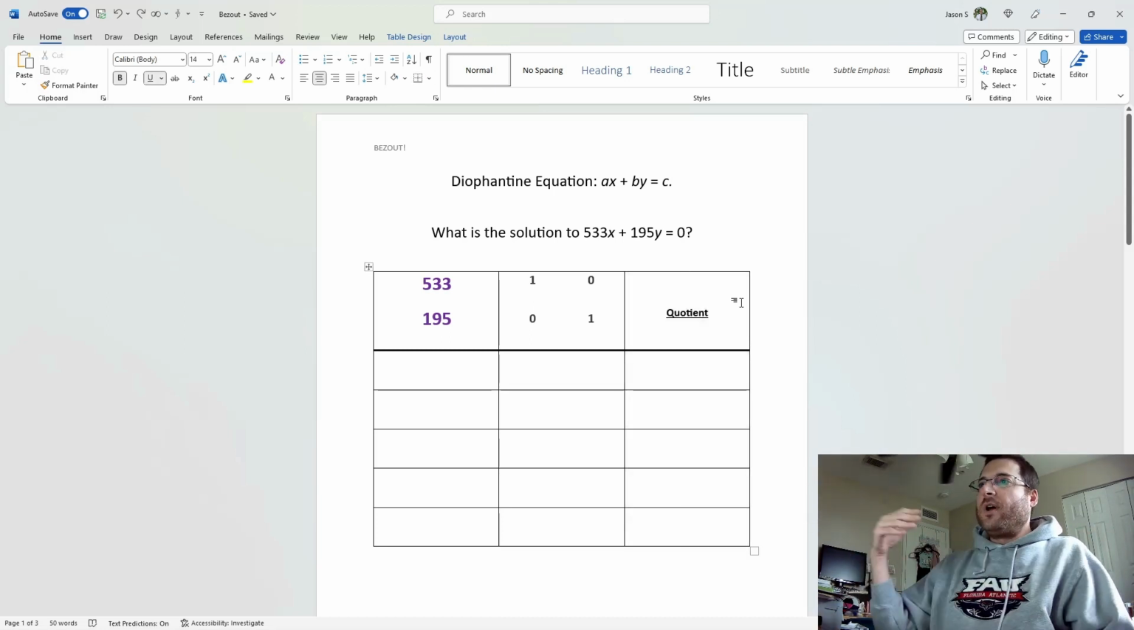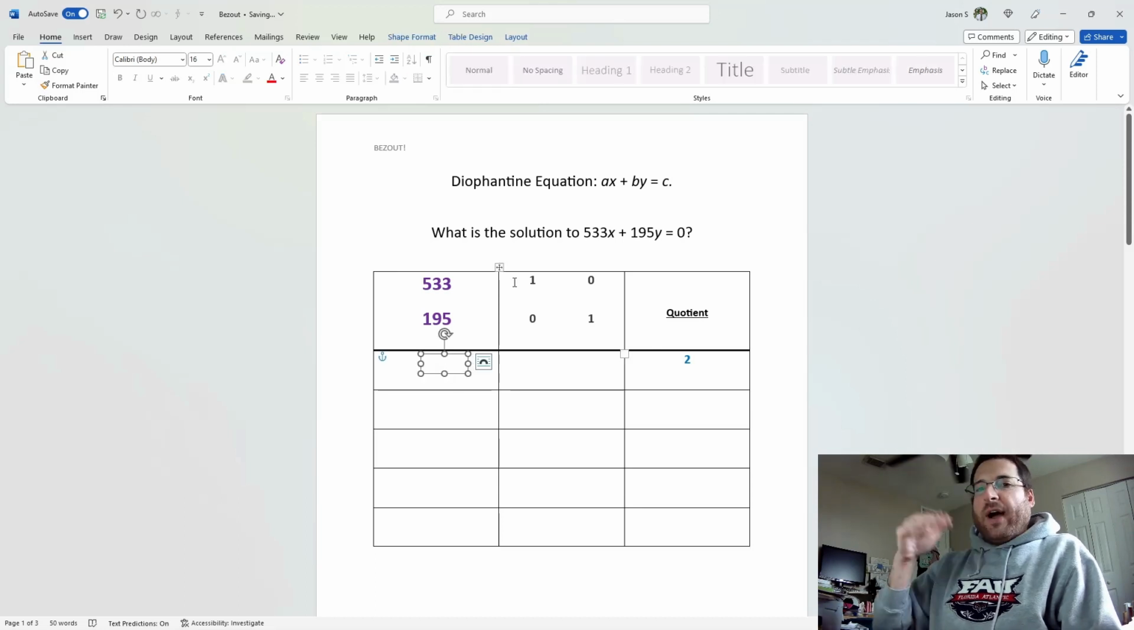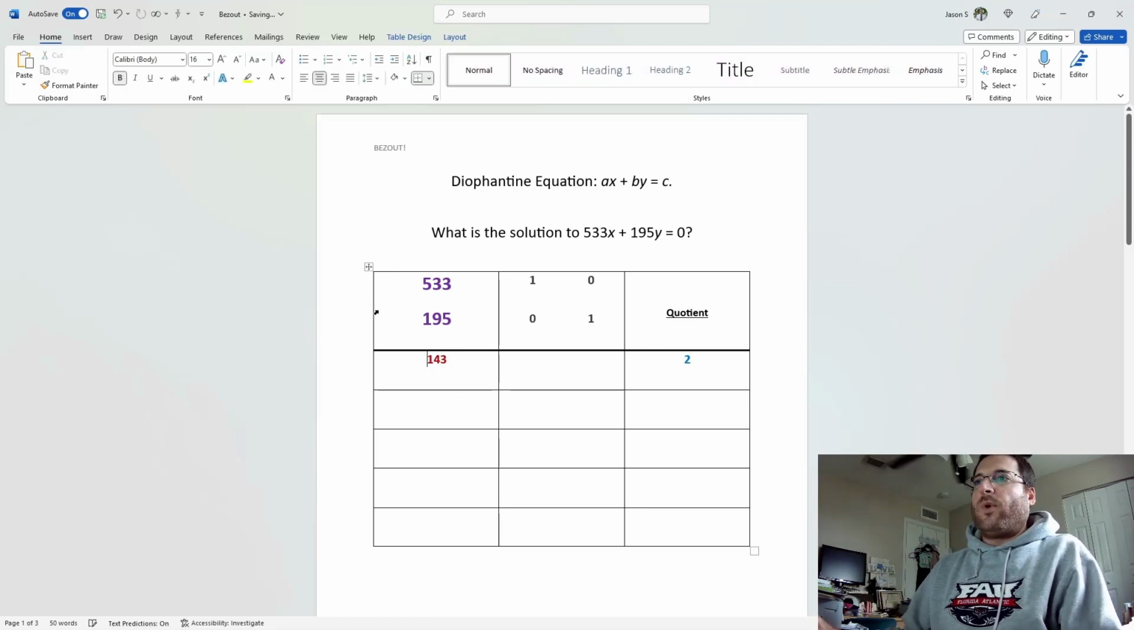These are the steps. First, how many times does 195 go into 533? That would be 2. And what's the remainder? 195 times 2, 533 minus that gets you 143. The remainder is 143. So 533 divided by 195 is 2, remainder 143.